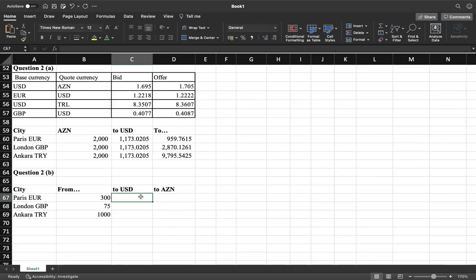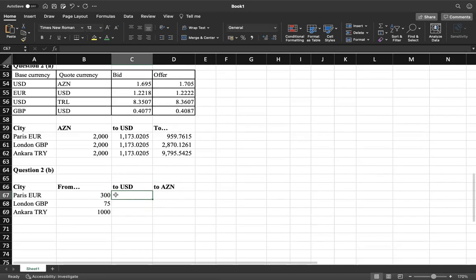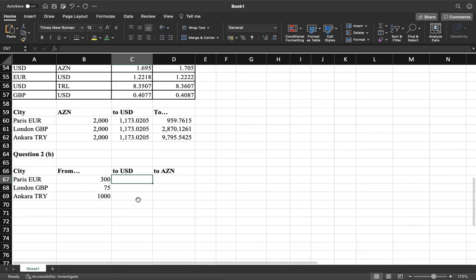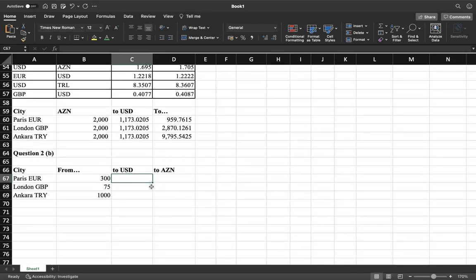So I am converting my euro to USD. I am selling my euro and buying USD. So if I am buying USD, I should be interested in the 1 USD price.